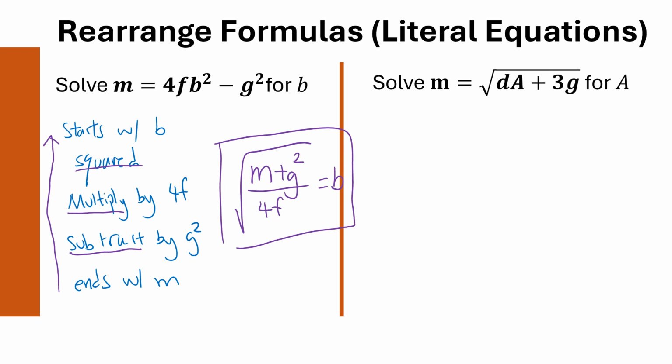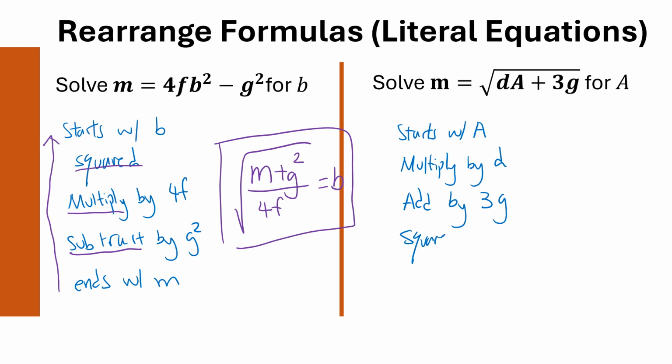So for the next problem, it's the square root. So the process is exactly the same. So we're solving for a. So you're going to start with a. And you're going to describe everything inside the square root first. So a is being multiplied by d. And then added to 3g. And then the whole thing is being square rooted. So we have to mention that. So square root. And then the last thing is it ends with m.